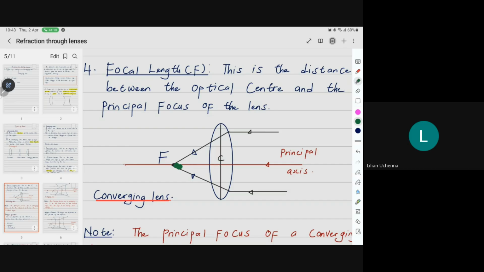Now we have the principal focus, which is P. Then the distance between the center of curvature, which is the optical center at this point, and the principal focus is what you call the focal length. So the distance from this very place to this very place is your focal length. Does that make sense now? That is your focal length, the distance between the optical center and the principal focus.